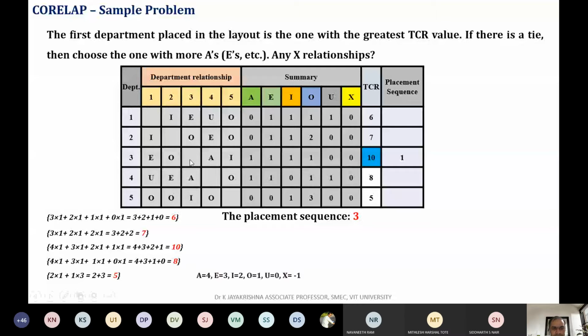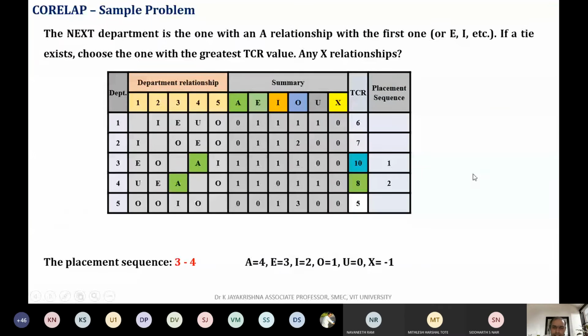Because no other department is sharing a very good relationship with the third department other than the fourth department. So I'm going to allocate the next department as the fourth department because they are sharing relationship A, correct? I have highlighted the things both in the upper triangle matrix as well as the lower triangle matrix for better understanding. If it's confusing, you can ignore that.